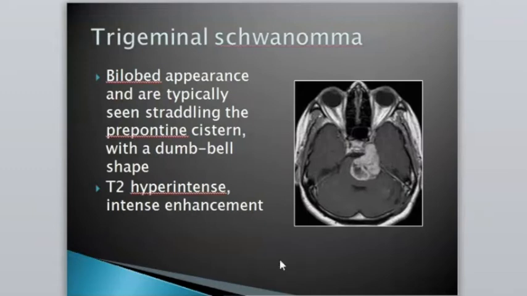Not to forget trigeminal schwannoma, which can also be present in the CP angle cistern. However, these are bilobed, typically straddling the prepontine cistern with a dumbbell shape appearance, as against the ice cream cone appearance in 7th-8th nerve complex tumors. Rest of the characteristics are similar.